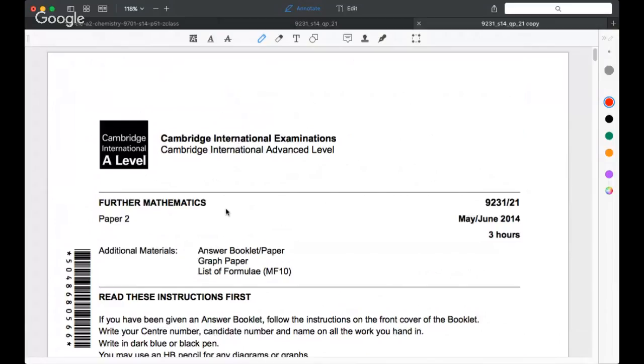Right, so we're now doing the mechanics and stats paper for further maths, summer 2014.